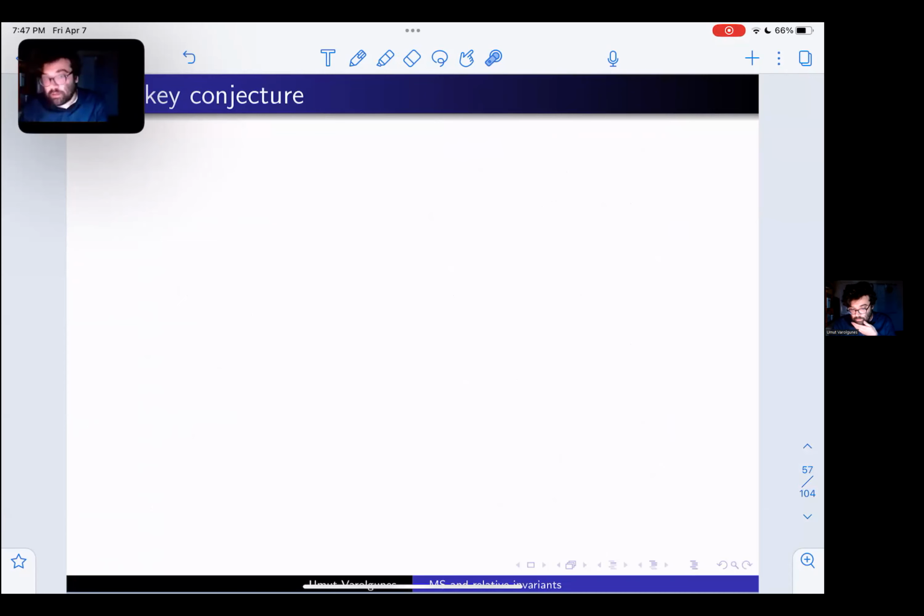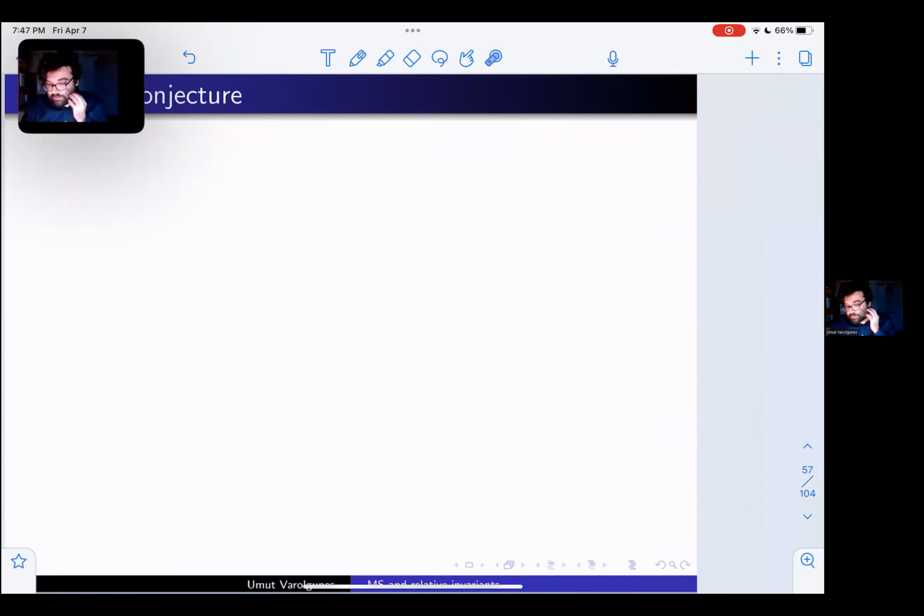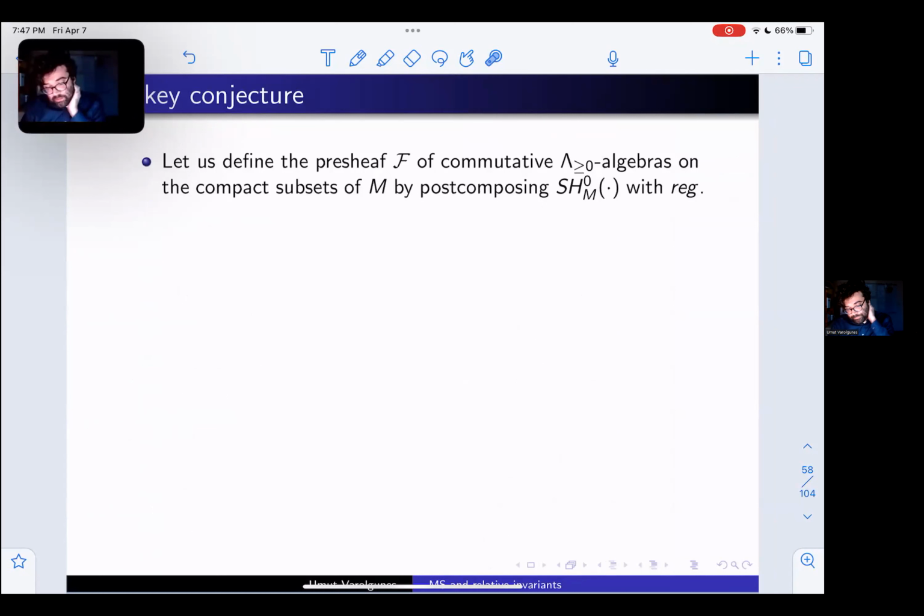Okay, so now I want to tell you the key conjectures for the construction to work. So now I have the relative symplectic cohomologies of each of these pieces, and I want to compose that with this regularization functor. I just do this trivial looking operation, and I get a presheaf of commutative algebras on all compact subsets of my manifold.